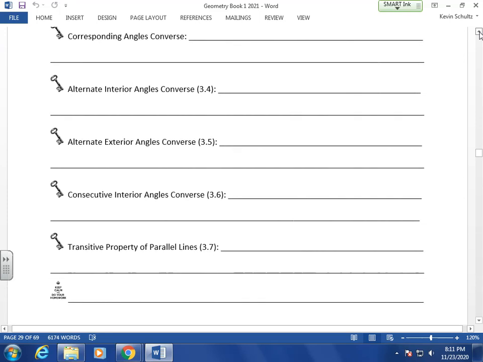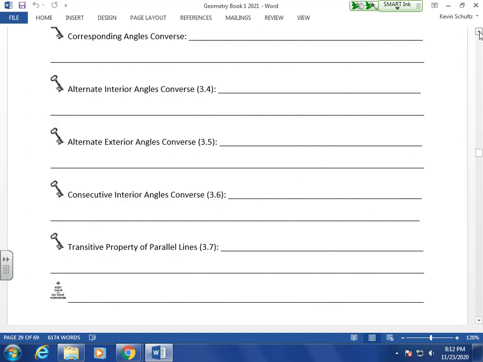Okay, the corresponding angles converse. And by the way, these are in your book, sections 3.2 and 3.3. If you want pictures or just to jot them down, that's where they are. Corresponding angles converse. This is the converse of it, and we know what that looks like. It means that if we know corresponding angles are congruent, it means the lines are parallel. So if we've got the parallel lines, then we can conclude corresponding angles are congruent. The converse says that if we know that the corresponding angles are congruent, then we can conclude the parallel lines.